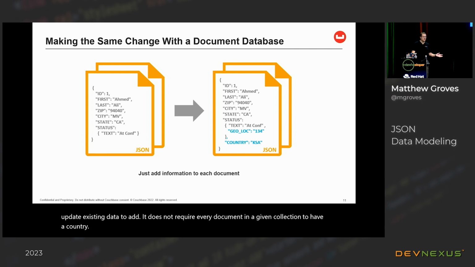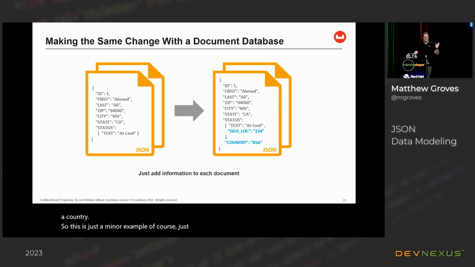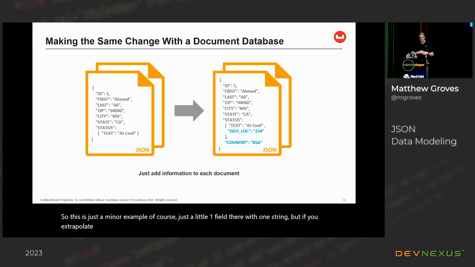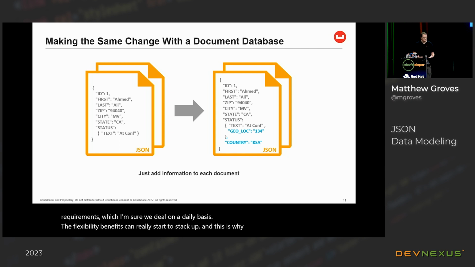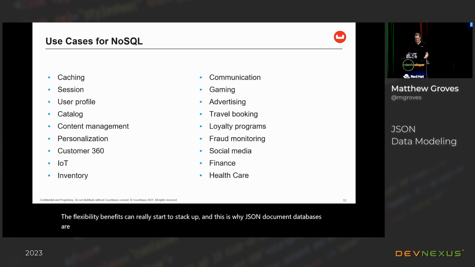So this is just a minor example, of course, just one field with one string. But if you extrapolate to a schema with hundreds of tables, for instance, and often changing business requirements, which I'm sure we deal with on a daily basis, the flexibility benefits can really start to stack up. And this is why JSON document databases are appealing to developers.